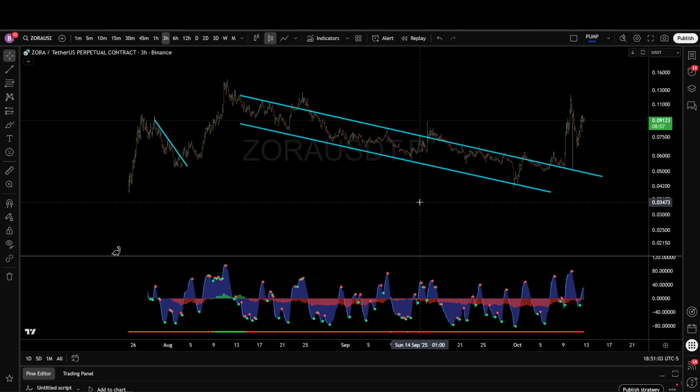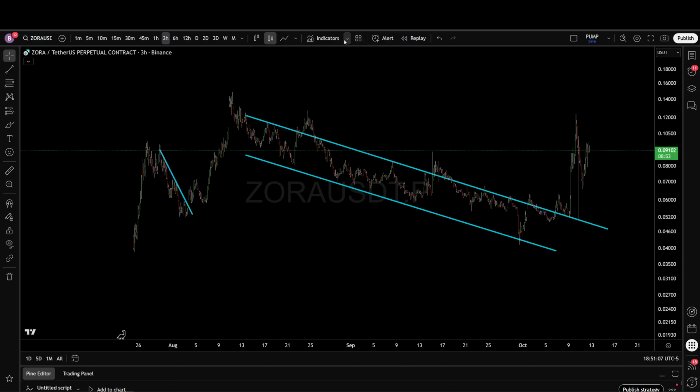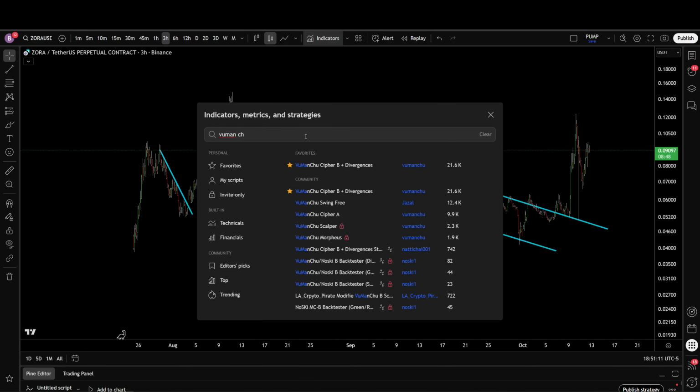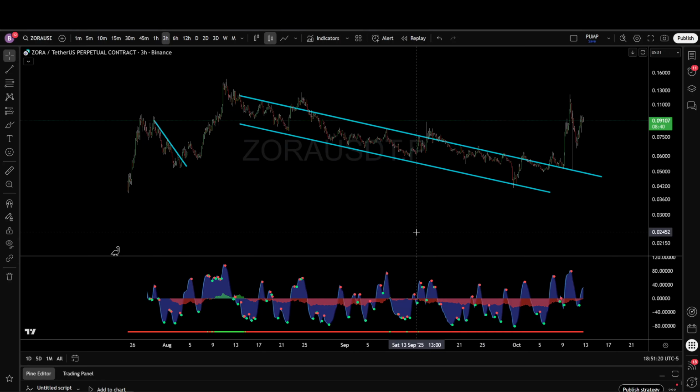But here's what I wanted to show you on that indicator. Let me close it actually, and I'll bring it up. I had actually forgotten to tell you about this one. It's called Fu Manchu. So it's Fu Manchu Cipher B plus divergences. And I'm going to show you exactly how to use this. Number one, notice this red and green bar down here.